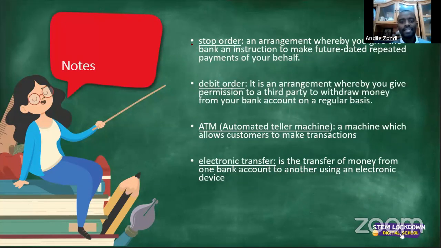Now these ones are key. These words are key because learners usually mistake these two terms, so you need to understand what they mean. A stop order: an arrangement whereby the account holder gives the bank an instruction to make future dated repeated payments on their behalf. Let's say you want to put aside money every month. You tell your bank to make a deduction from your account into your savings account. That will be a stop order, right?